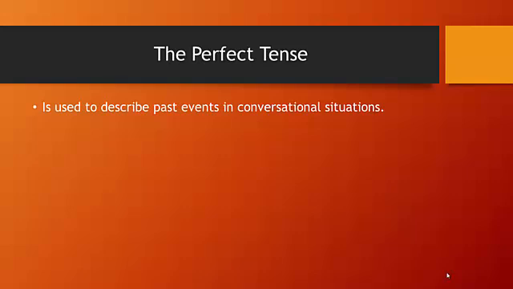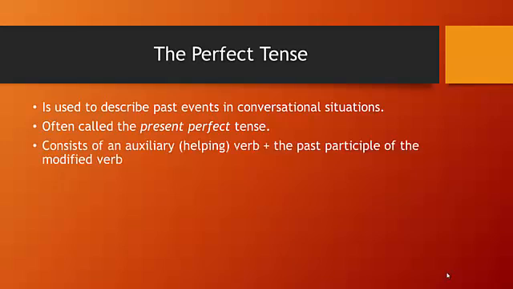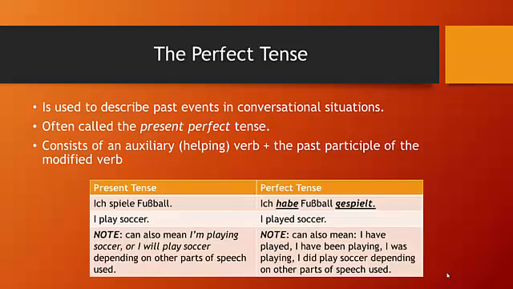As I mentioned, the present perfect tense is used to describe past events in conversational situations. It consists of an auxiliary verb, the helping verb, which happens to be either haben or sein, plus the past participle of the modified verb.